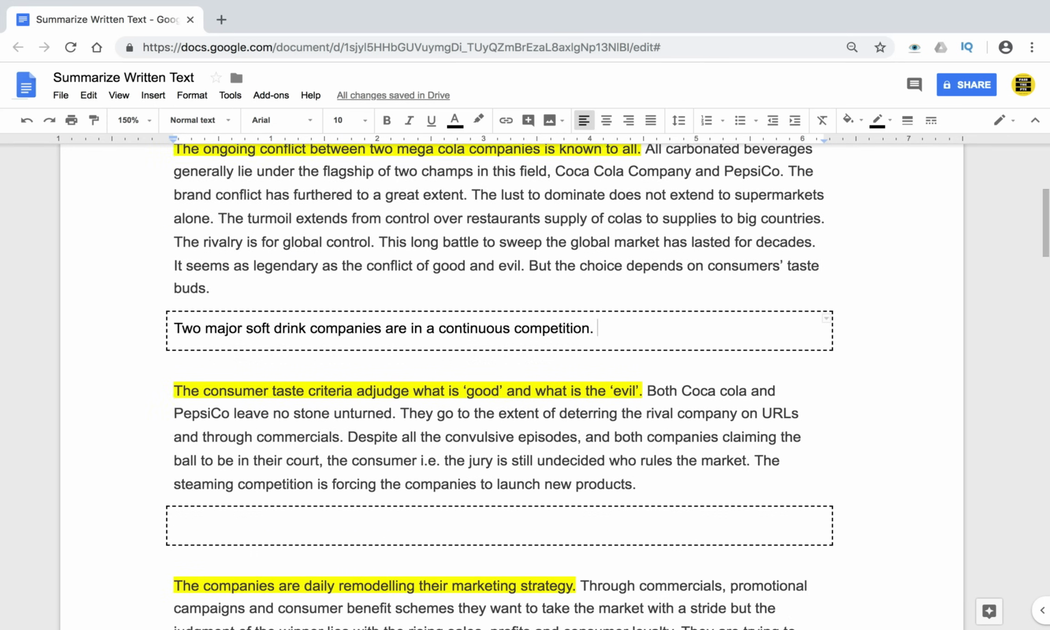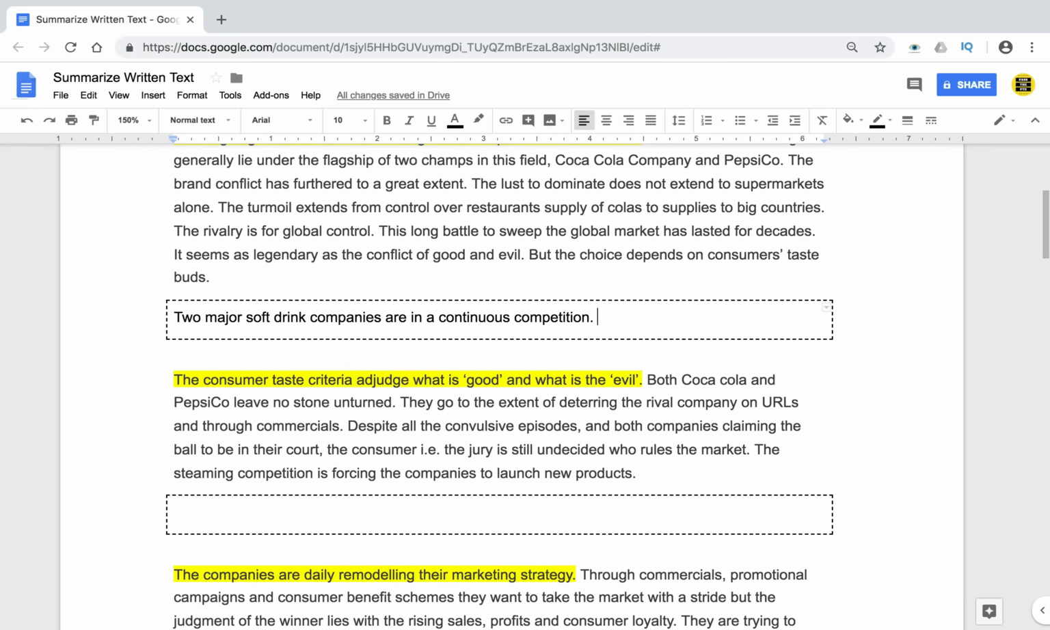Let's take a look at the second sentence. It reads, the consumer taste criteria adjudge what is good and what is the evil. So what would I write in this situation? I would say customers make their decisions by taste. Okay, something like that. It doesn't have to be exactly the same. I'm talking about customers and taste, so something close enough.